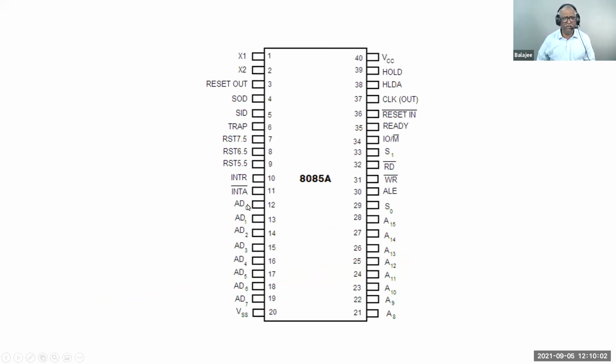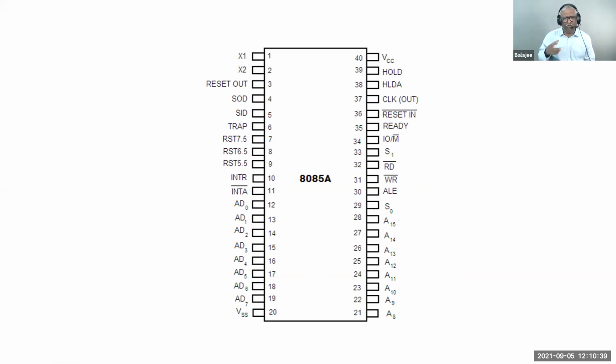That's only the address lines, where this is multiplexed. We discussed VCC and VSS, the power supply pins, two pins. We discussed two pins for the crystal input for the clock, and then read bar, write bar and ALE. We also discussed why we put the bar: it means active low. And here we have reset in bar. When the reset pin is 0 volt, the 8085 gets reset. When the reset pin is 5 volt, it does not.